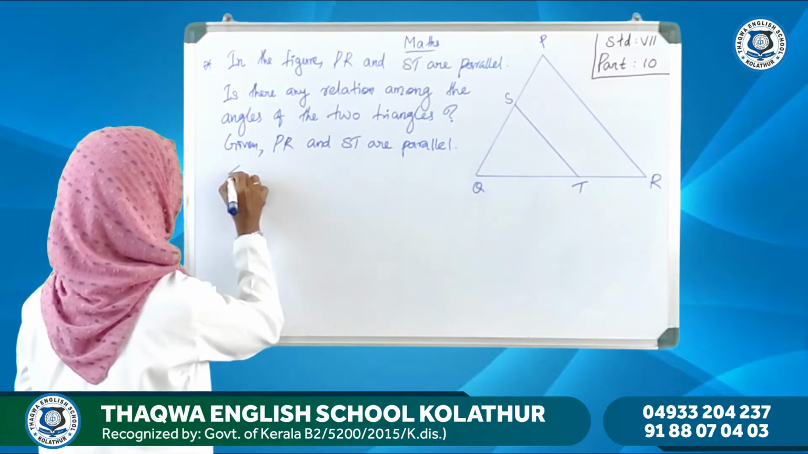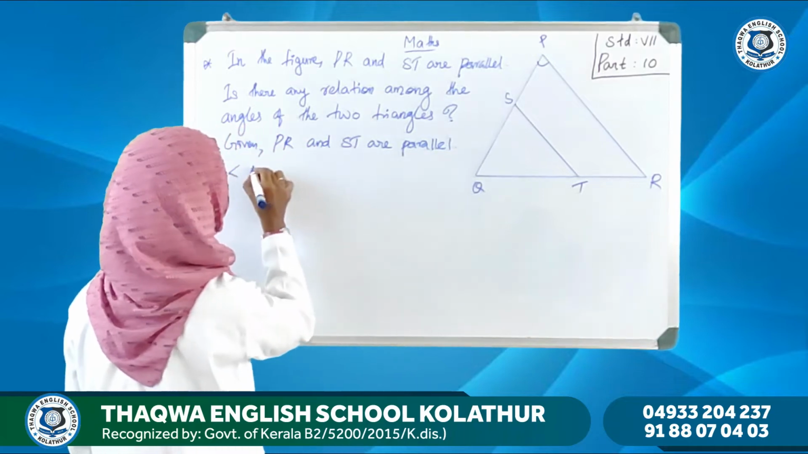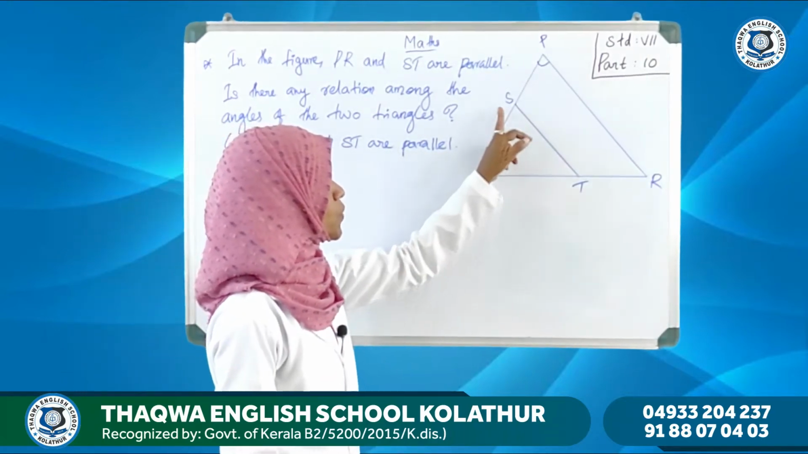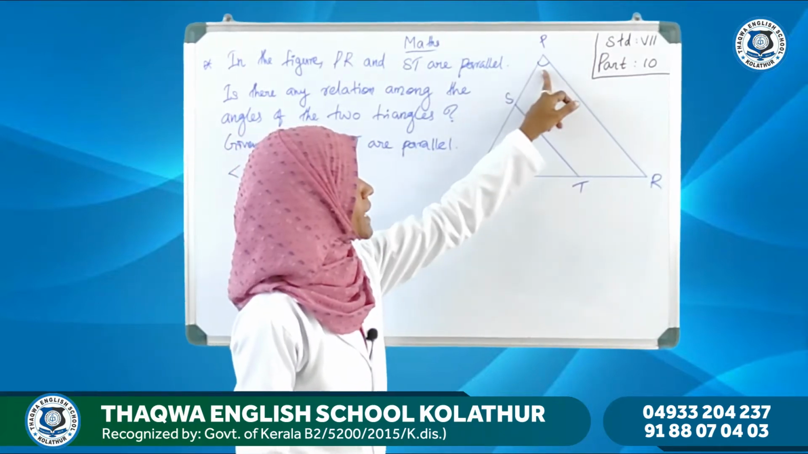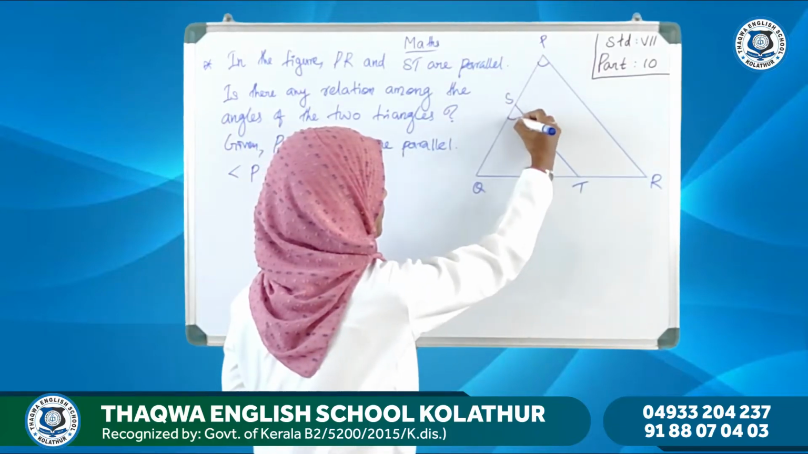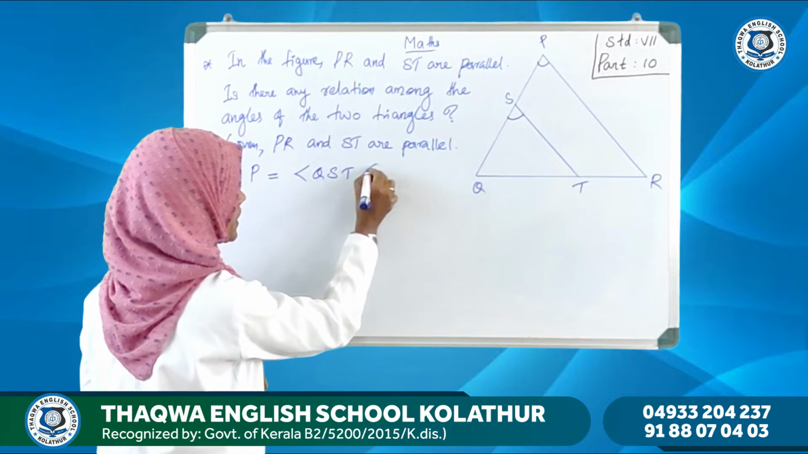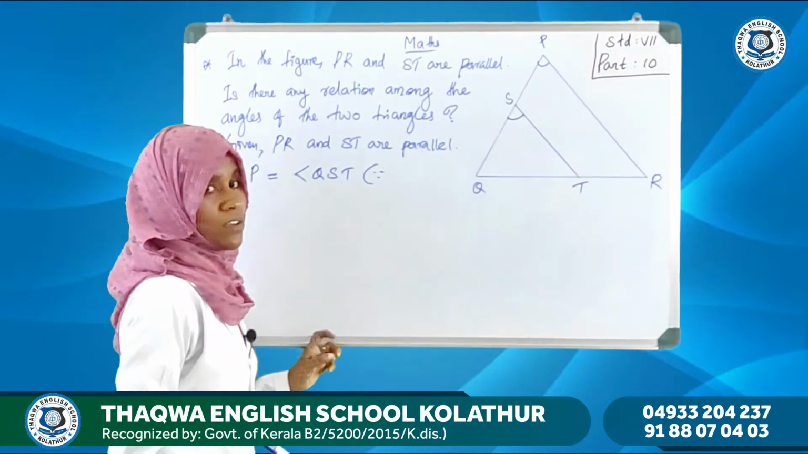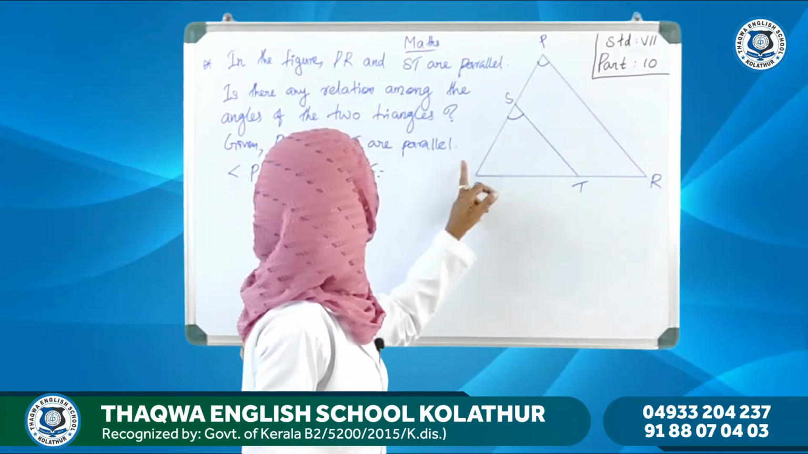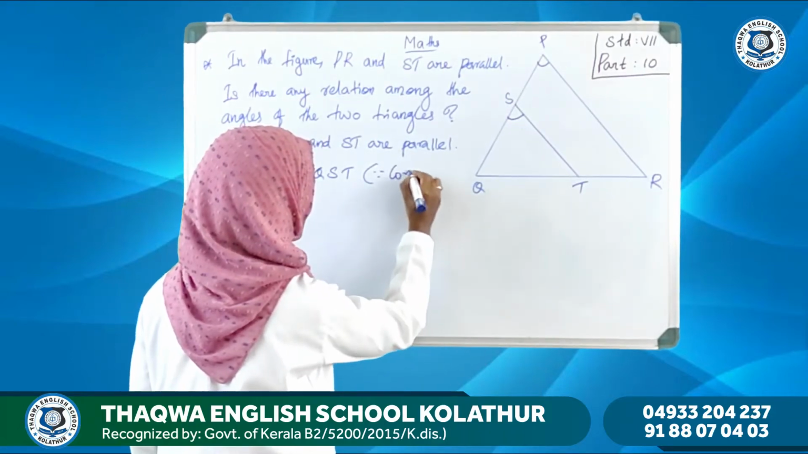Okay. Next, angle P equals angle QST. Angle P equals angle QST. What is the reason? Can you say the reason? Angle P equals angle QST. Yes, they are the corresponding angles.